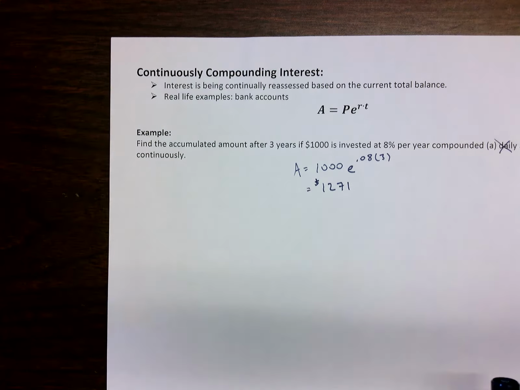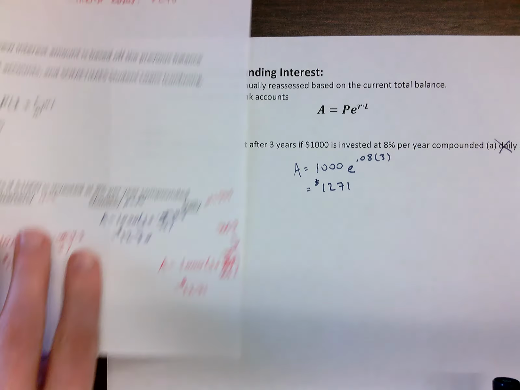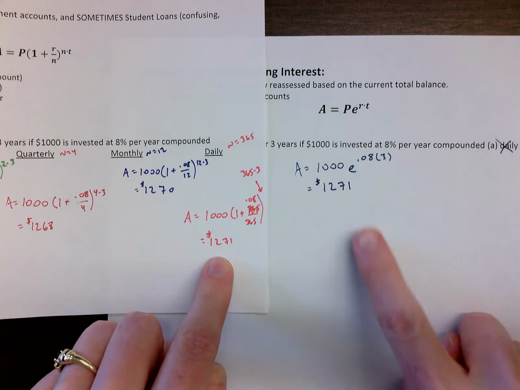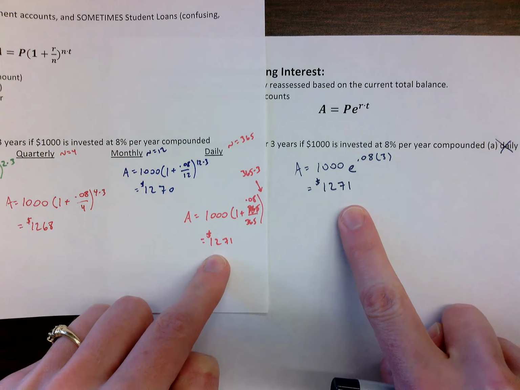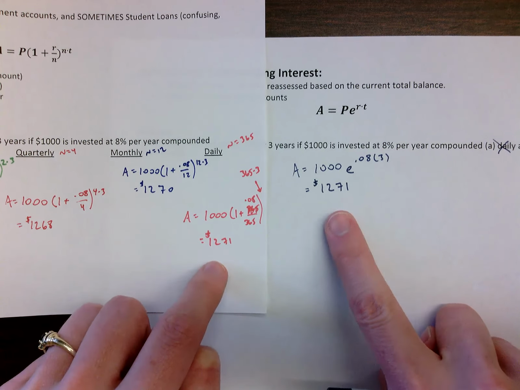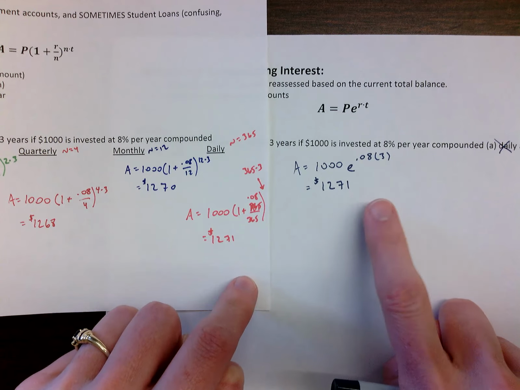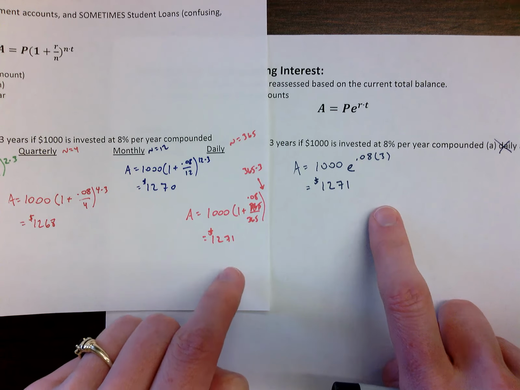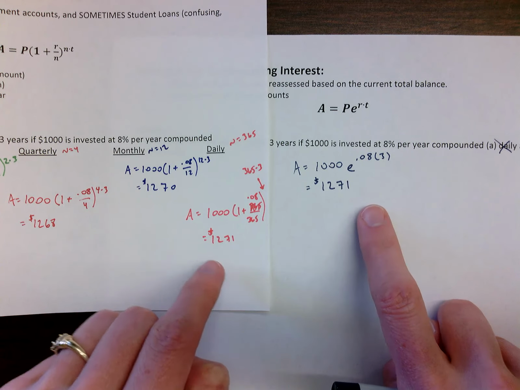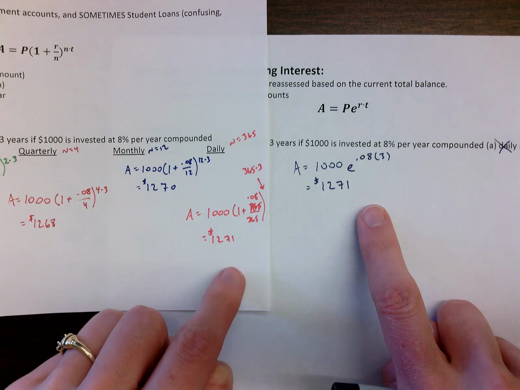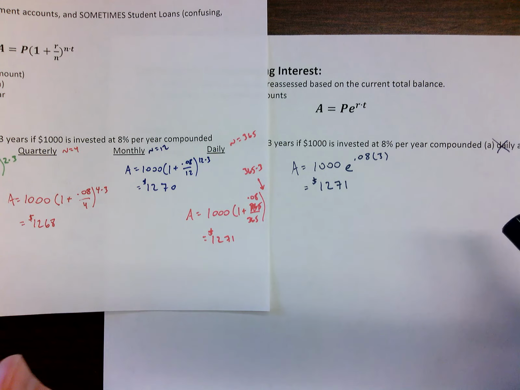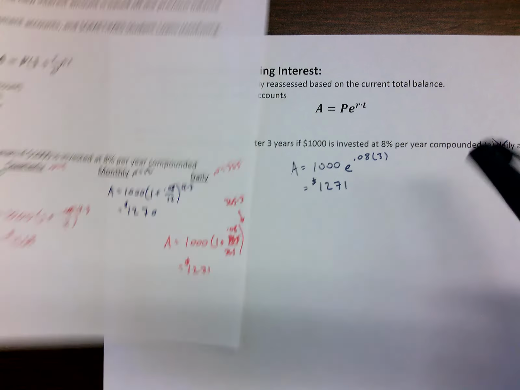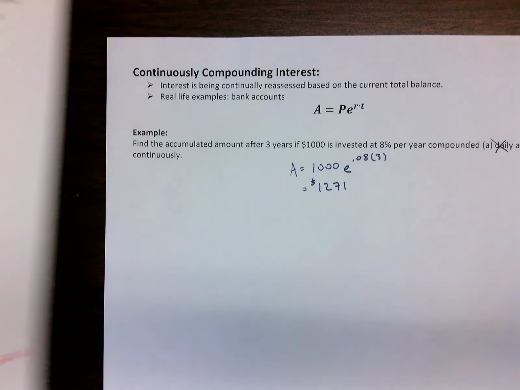So when you compare the last one, where we did daily, to this one, rounded to the nearest dollar, it's the same amount. If you actually looked at the decimals on these, this one is technically a little bit more money, but it's really not substantial. It's not even enough to round us to the next nearest dollar. So there is a benefit to compounding your interest, but there's a limit to how valuable it is, and continuously compounding is the limit.